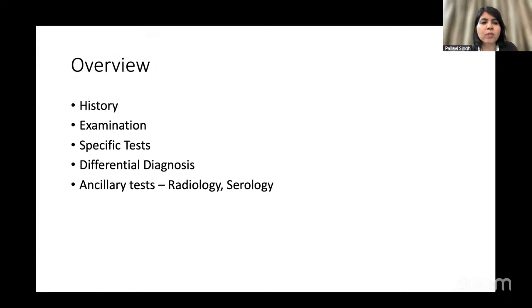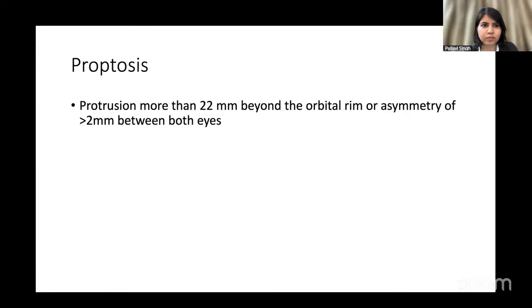So we're going to talk about history, examination, in all of these cases, any specific tests that we're doing. And then, of course, on the basis of that, you would want to have your differential diagnosis. And at the end, we'd also talk about some ancillary tests for each of these cases that you'd like to do. All right, so let's talk about proptosis. What is proptosis? Proptosis is when the eyeball is protruding more than 22 millimeters beyond the orbital rim, or if there is an asymmetry of more than 2 millimeters between both the eyes.